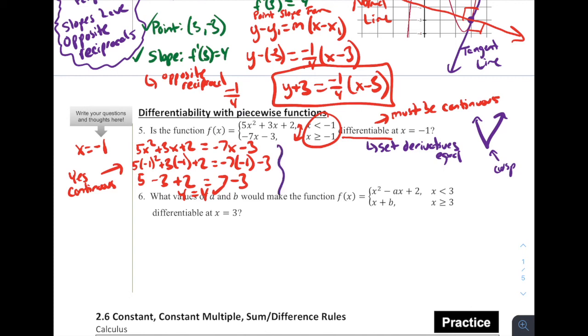So I've done this work over here, but now I'm going to take the derivative of 5x squared plus 3x plus 2. The derivative of 5x squared plus 3x plus 2 is going to be 10x plus 3. And the derivative of -7x minus 3 is just -7. And I care when x is equal to -1, so I'm going to plug that in. 10 times -1 plus 3 is equal to -7. Yeah, it looks like -7 is equal to -7. So yes, this is both continuous and differentiable. Yes, differentiable. And that's my conclusion for this.